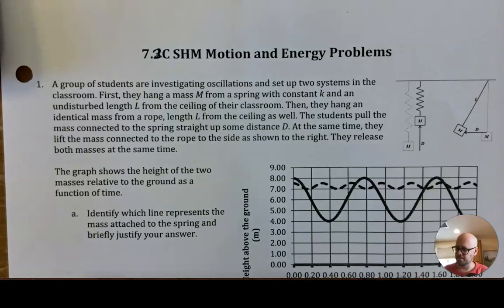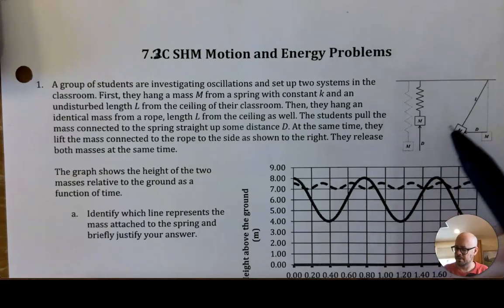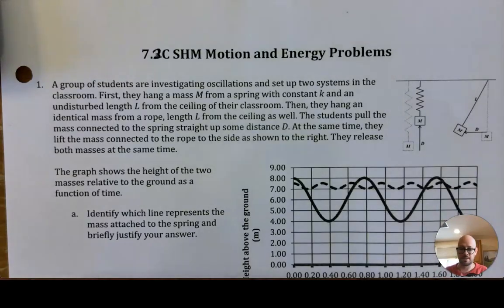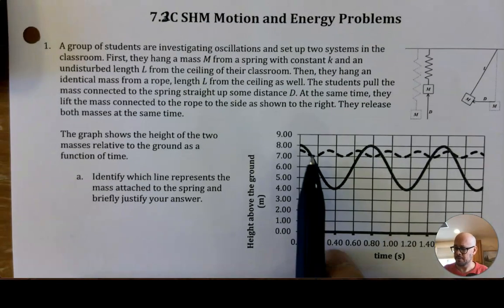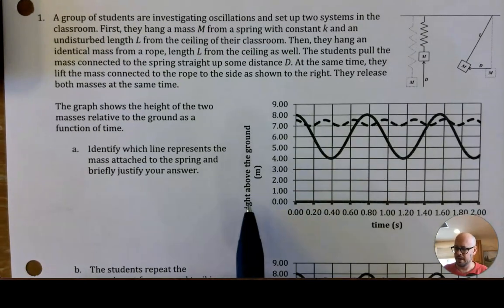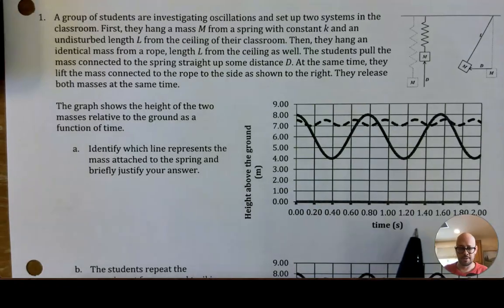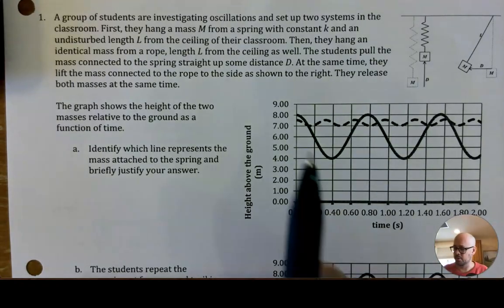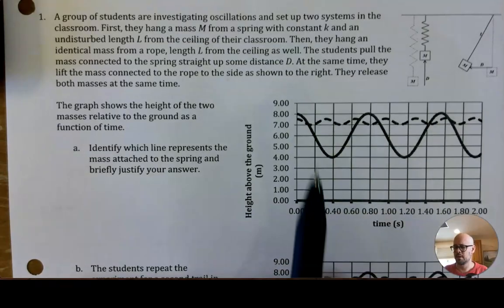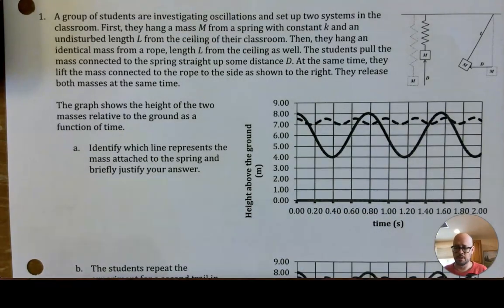It doesn't say it, but they kind of imagine later on that the spring and the pendulum are the same resting length, and at the very least they start at similar distances from the floor. Now each graph here looks at the height above the ground versus time as they're allowed to oscillate. And so every graph has two curves on it, one dotted and one solid. And so the first question is, which line represents the mass attached to the spring? And briefly justify your answer.